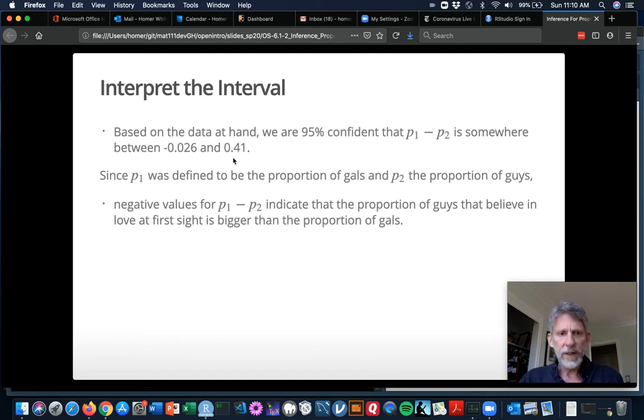Now, remembering that P1 was defined to be the proportion of gals who believe in love at first sight, and P2 is the proportion of guys who believe in love at first sight, then negative values for P1 minus P2 would indicate that P1 is less than P2. And that would mean the proportion of guys that believe in love at first sight is bigger than the proportion of gals. Now, this interval contains 0, so it's got some negative values in it. Not a lot, just the values from minus 2.5% to 0, but they're there. They're in the interval, so they're reasonable values that somebody could believe in, even after they've seen this data.